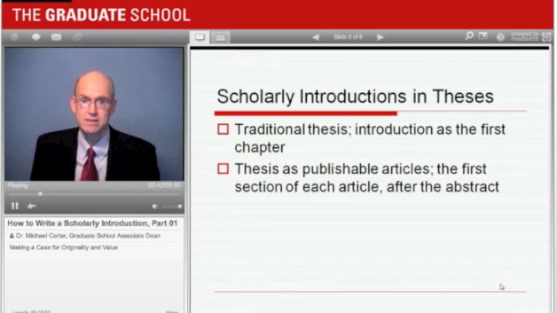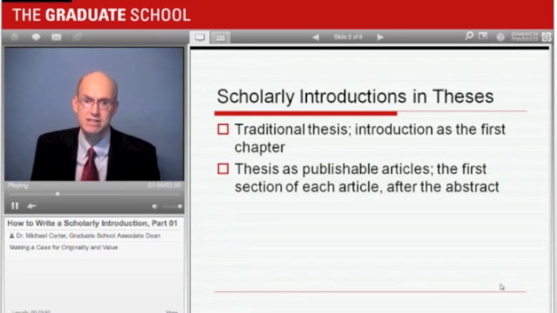First is the traditional one, and that consists of one long document reporting a single unified research project. The introduction is usually the first chapter and relatively long. In empirical research, the chapters that follow the introductions are often the literature review, methods, results, discussion, and conclusion.